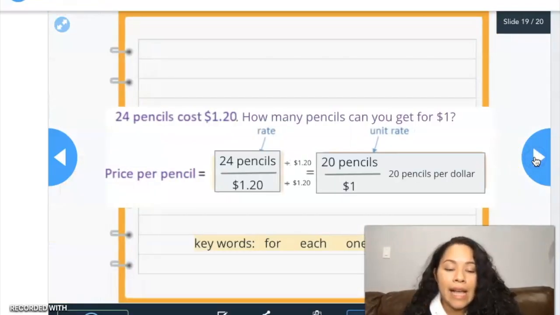Now, the same exact scenario, 24 pencils cost $1.20. How many pencils can you get for $1? In this case, we want to get the money down to 1 individual unit. So we're going to put that as a denominator. So for $1, that's our keyword. That's going to go on the denominator, and we're going to divide by 1.2, which gives us 20 pencils. You can get 20 pencils per dollar.